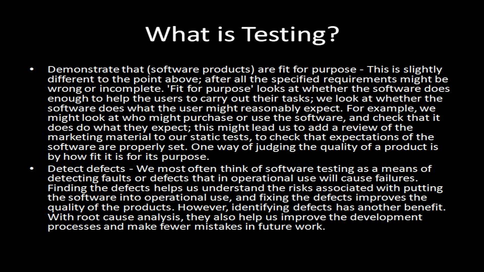Detect defects. We most often think of software testing as a means of detecting faults or defects that in operational use will cause failures. Finding the defects helps us understand the risks associated with putting the software into operational use, and fixing the defects improves the quality of the products. However, identifying defects has another benefit. With root cause analysis, they also help us improve the development processes and make fewer mistakes in future work. This is a suitable definition of testing for any level of testing, from component testing through to acceptance testing, provided that we remember to take the varying objectives of these different levels of testing into account.